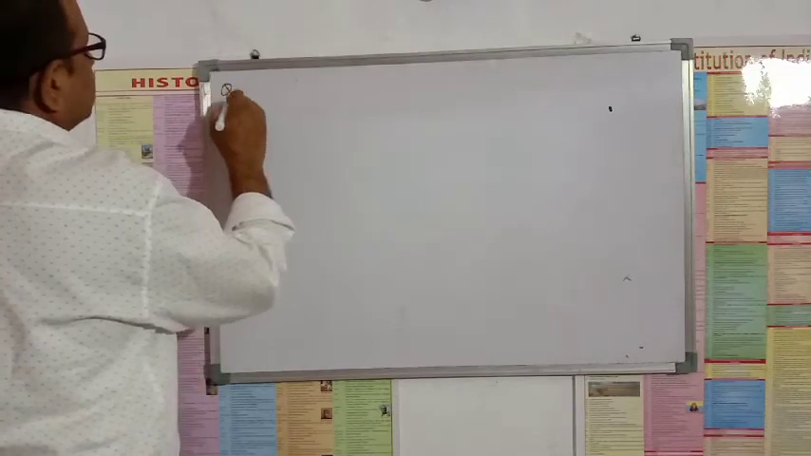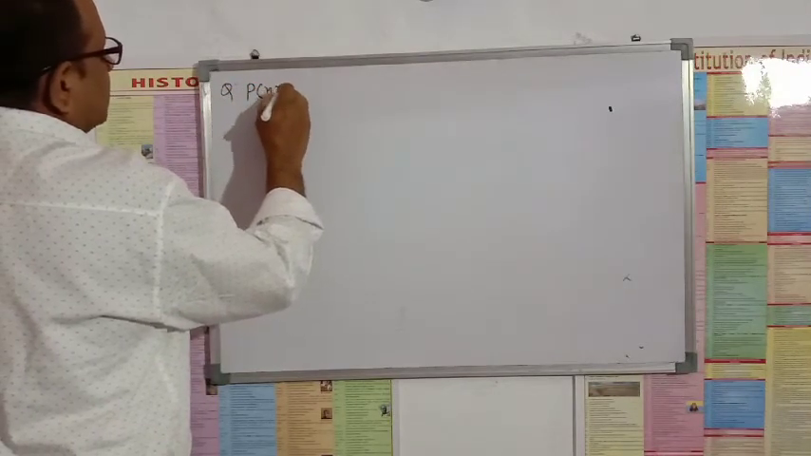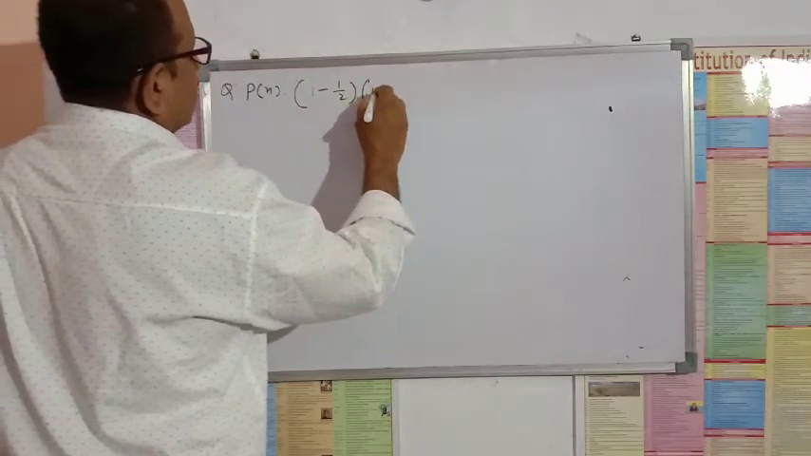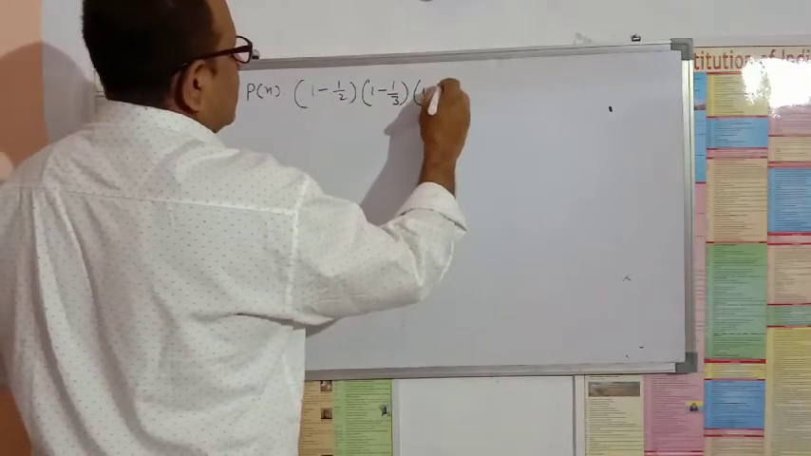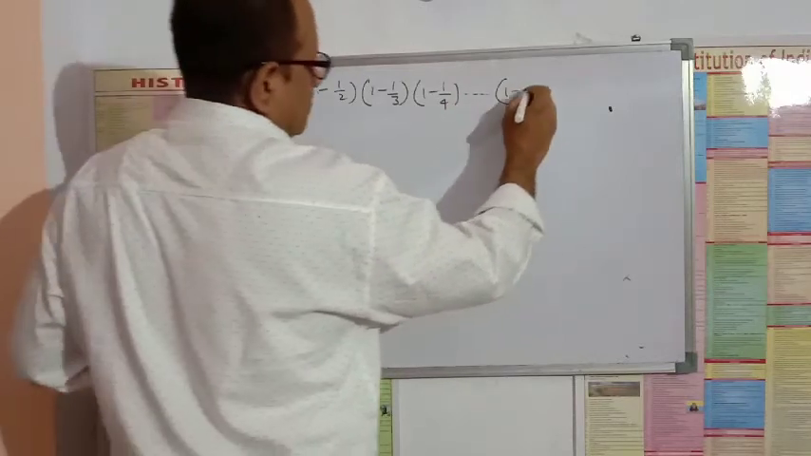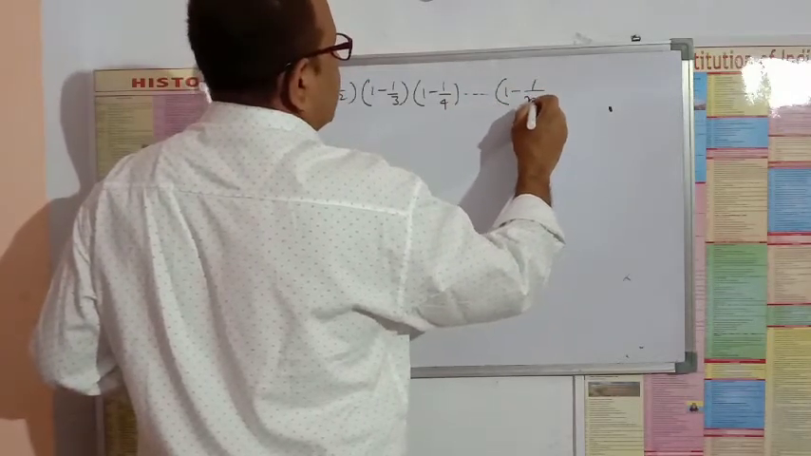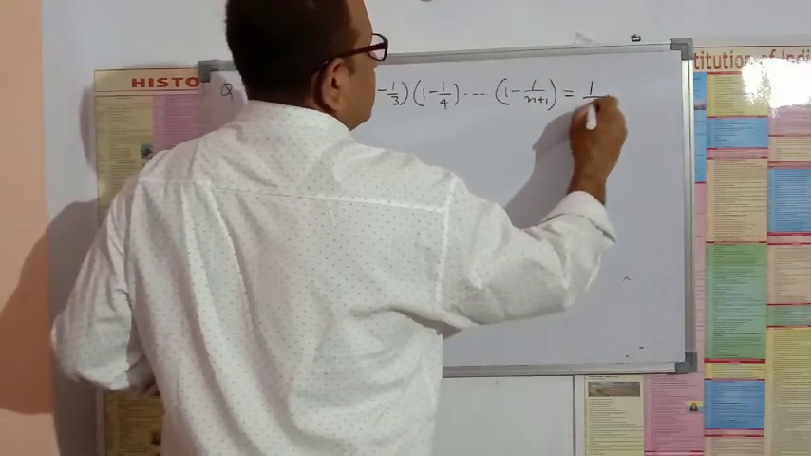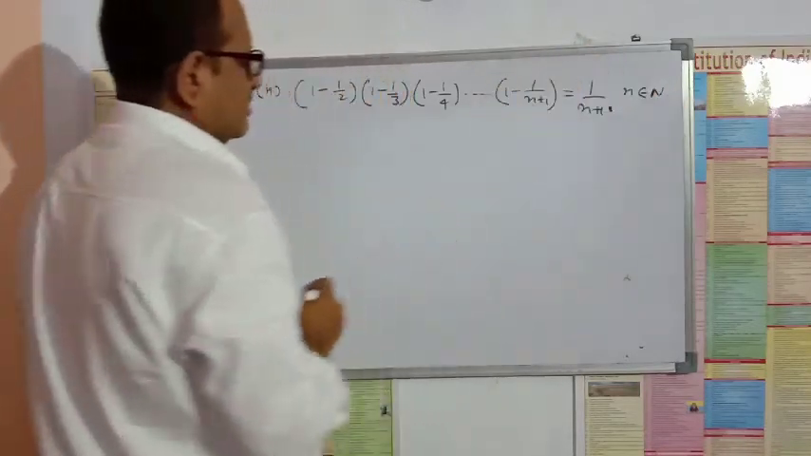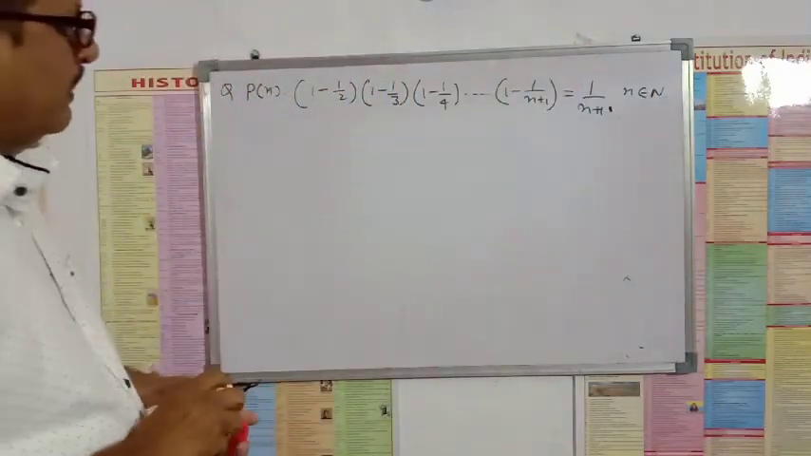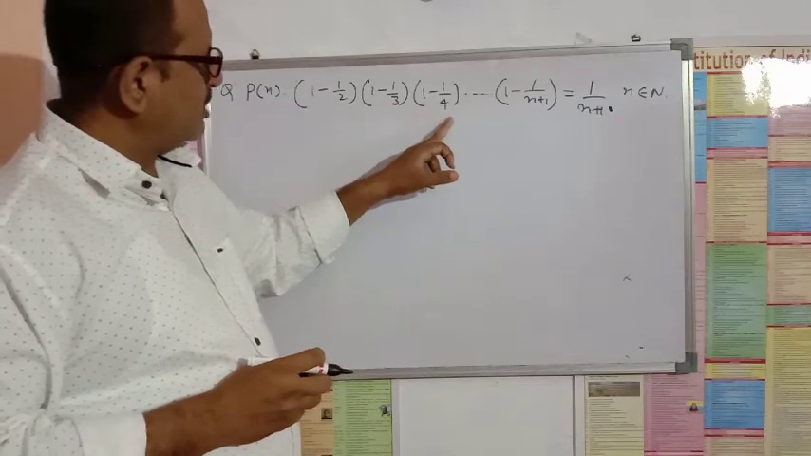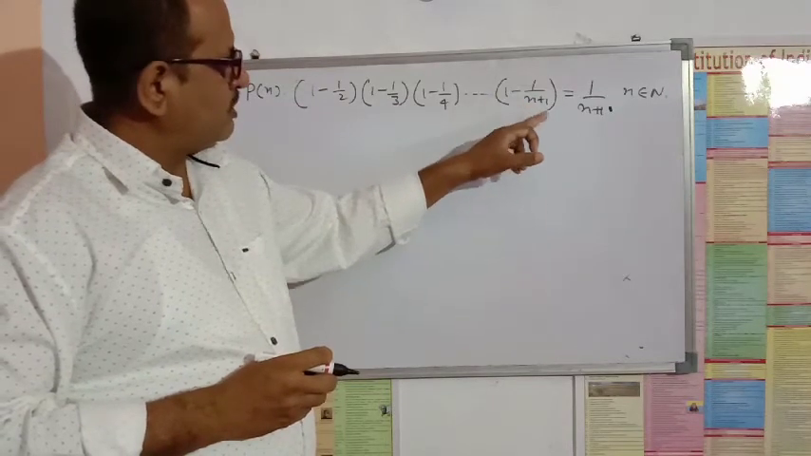See one more question. A mathematical statement Pn such that (1 - 1/2)(1 - 1/3)(1 - 1/4)...(1 - 1/(n+1)) = 1/(n+1) for n belonging to natural numbers. It means it is true for all the natural numbers.